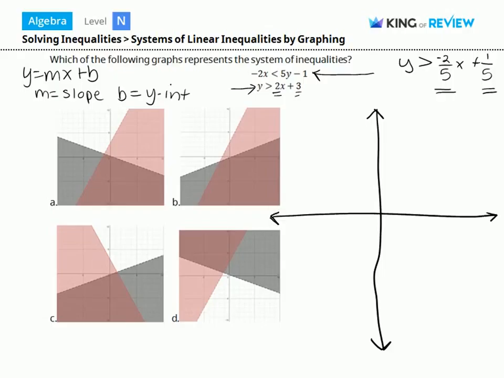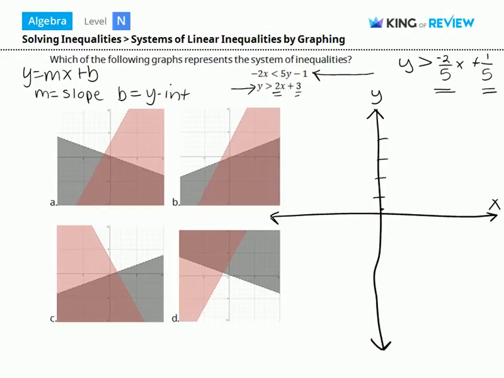Here's our axes. Here's the x-axis and the y-axis. Let's start by graphing the first inequality. Y is greater than negative 2/5 x plus 1/5. So the y-intercept is 1/5. So that's about here.